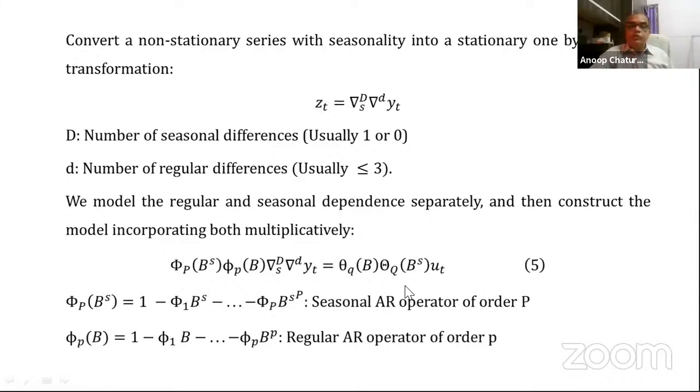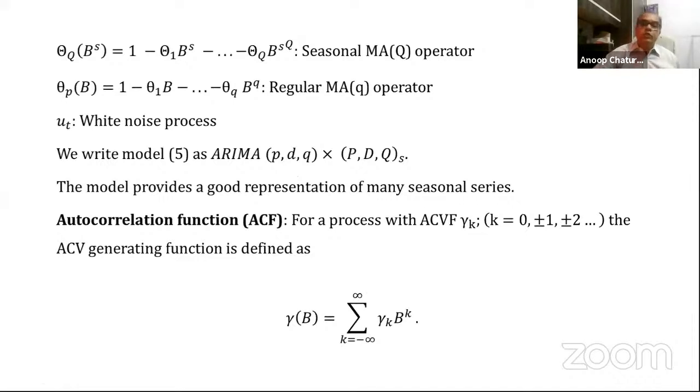Right? Again, I repeat, this model has small d differences corresponding to your regular non-stationarity. It has capital D seasonal differences corresponding to your seasonal non-stationarity. It has this auto-regressive operator corresponding to the regular auto-regressive trend, this seasonal auto-regressive operator corresponding to the seasonal auto-regressive trend. Similarly, this also has regular and seasonal moving average operators. Right? Ut is your white noise process.